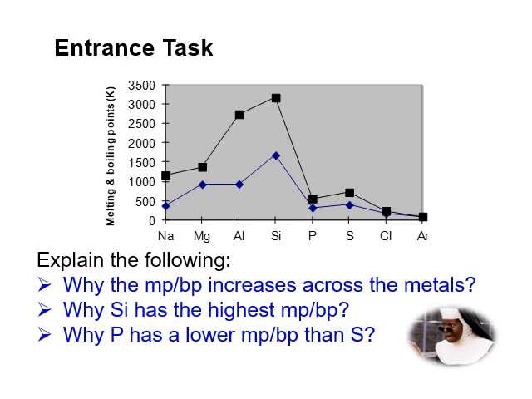To start with then, pause the slides and use the graph here to explain why the melting and boiling point increases across metals, why silicon has the highest melting and boiling points, and why phosphorus has a lower melting and boiling point than sulfur. So pause and have a go at those.